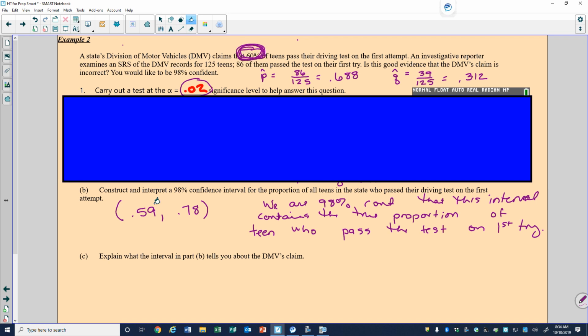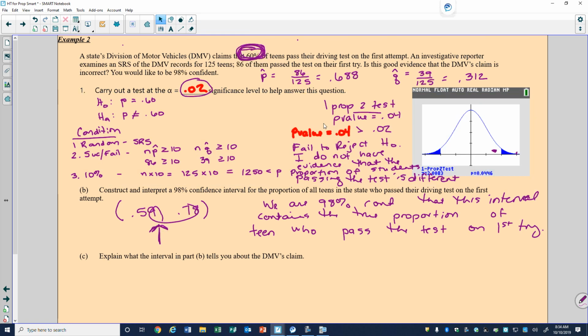If I looked at this confidence interval, 0.59, 0.78, well, the DMV claimed from the very beginning that it was 60%. So if my confidence interval has 60% in it, then I wouldn't expect it to be different. 60% is in there. This is what I expect it to be. I expect it to be somewhere between 0.59 and 0.78. That confidence interval is not conflicting with what their claim was in the very beginning. And if that's not conflicting, then that test should show that there is no difference, and that's what it showed. Okay. So that was the answer to part C.